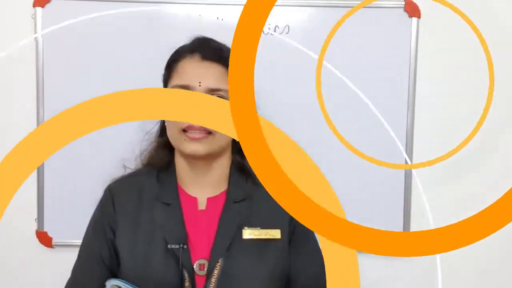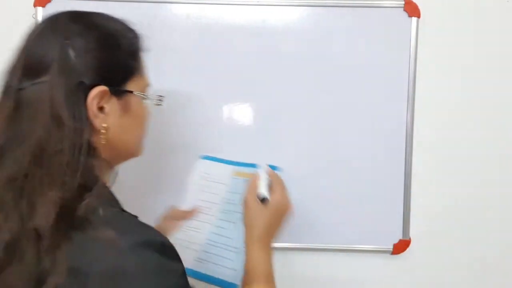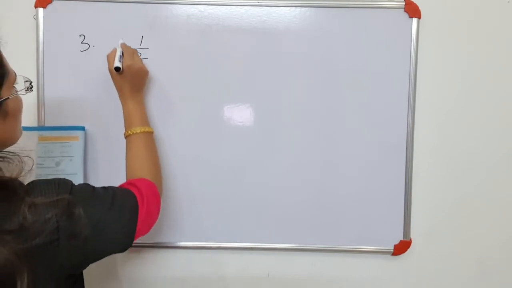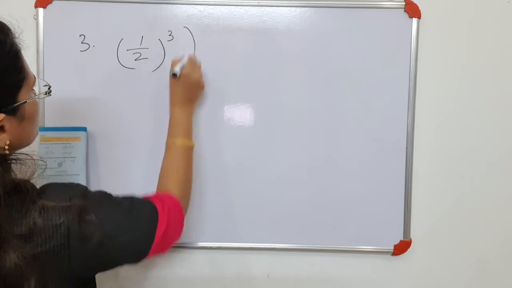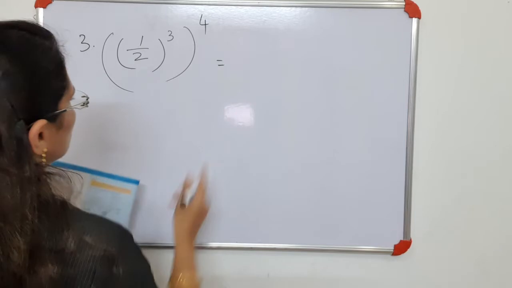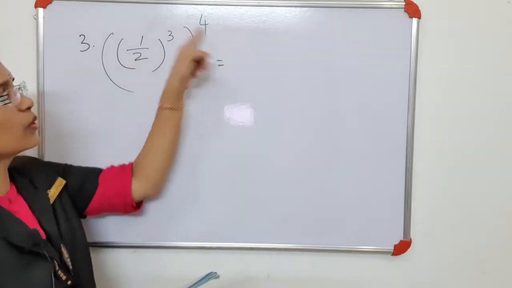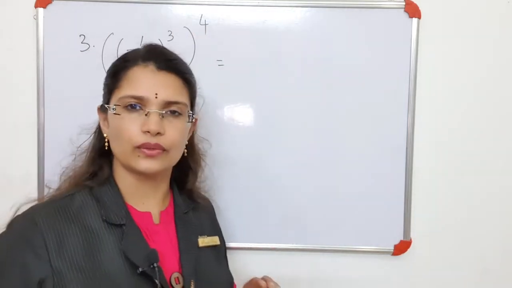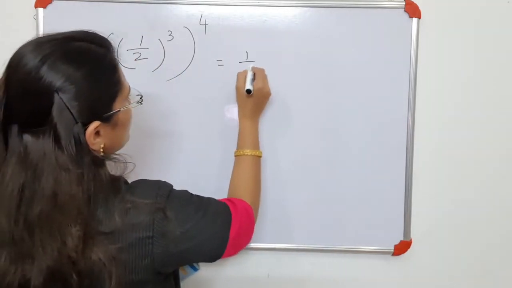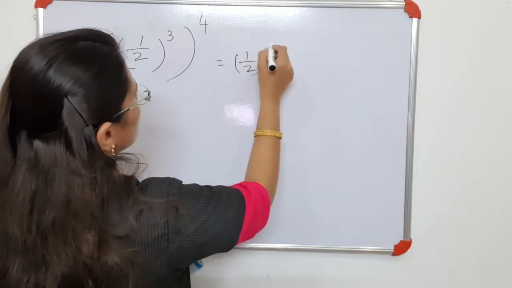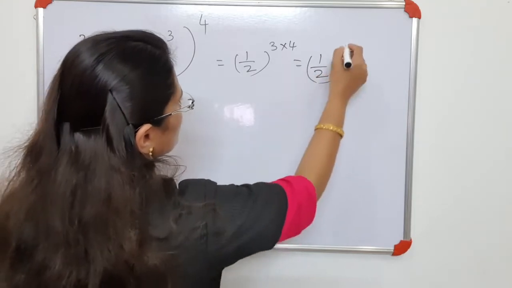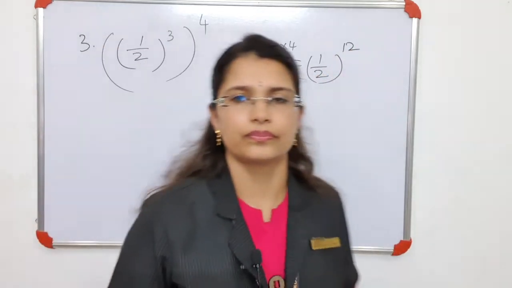Okay. Then children, third question. (1 by 2 whole cube) whole raised to 4. (x raised to m) whole raised to n is equal to x raised to m into n, equal to x raised to mn. So, half raised to 3 into 4 is equal to half raised to 12. Okay.